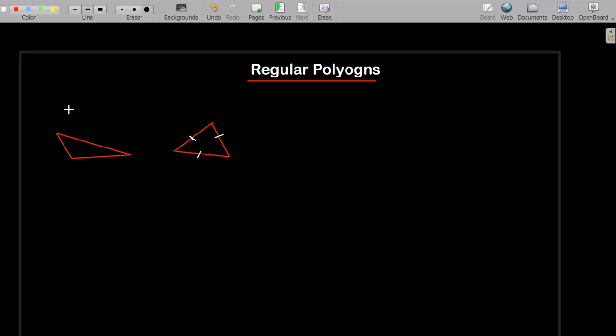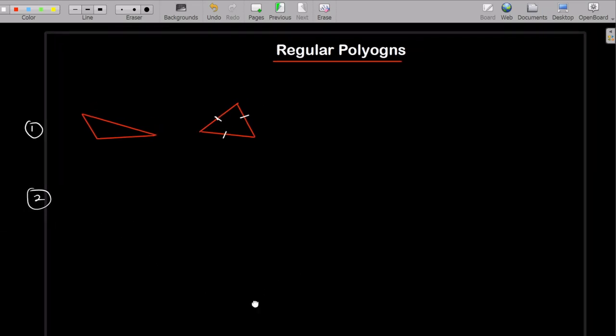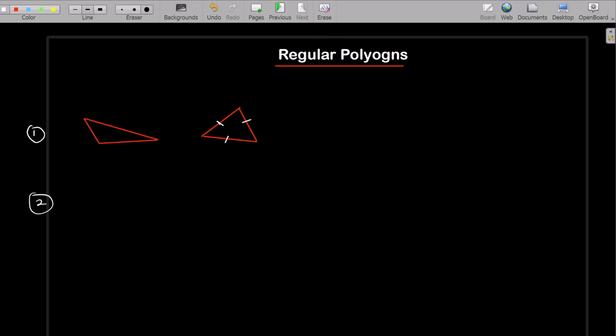Okay, second one, Tanvi, so this was for triangle. Then the next is quadrilateral. So first we'll draw an irregular quadrilateral. Let's say something like this. This is an irregular quadrilateral. And what will be a regular quadrilateral? It will be a square.